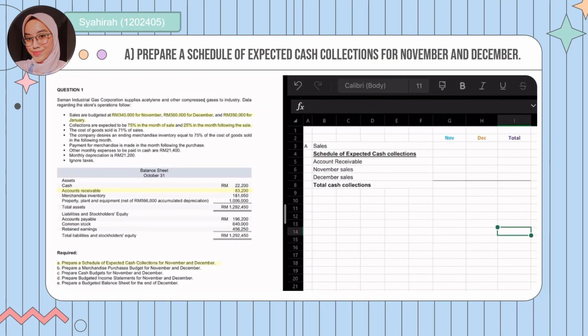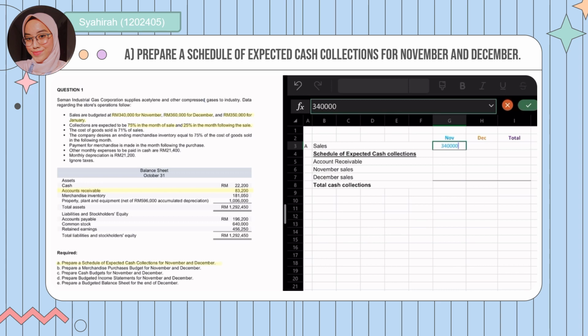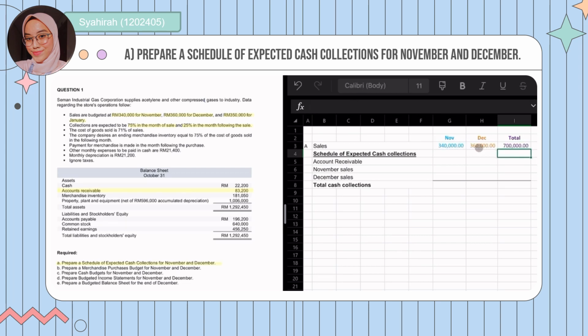Okay, so for question 1, for A, it says to prepare a schedule of expected cash collections for November and December. So first we have to key in the budgeted sales for November, which is 340,000. And then for December, it says 360,000. And then we total it up like this: equal sign, press this cell, and then plus this cell. Just do it like that, and then you get the total, which is 700,000.